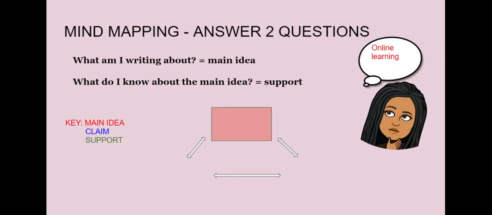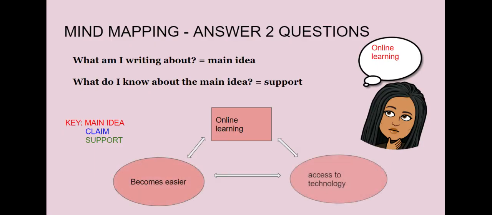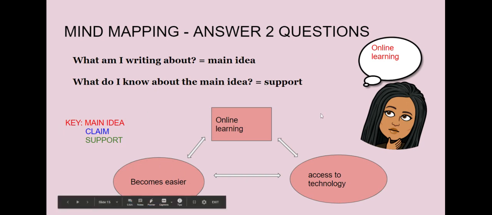All right, so let's try it together. Let's suppose we wanted to talk about online learning. Well, that would be our main idea. And what do we know or even think about online learning? Well, how about it becomes easier when you have access to technology? Because if you don't have a laptop or iPad or Chromebook, it's kind of impossible to do that online learning. So, again, how can we now turn this information into an awesome topic sentence?